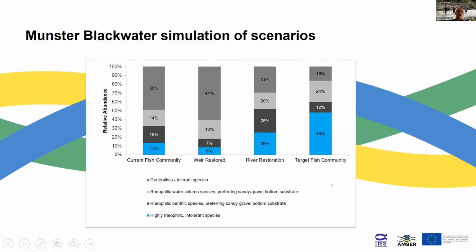And what you see here, we analyzed some scenarios also in a static way, the current fish habitat that we observe here. If we would restore the river with the weir, then the situation would worsen. If we would introduce some river restoration instead, it would get much closer to the target fish community. So clear guidance that we should probably not put the dam back in place, but rather do some restoration.